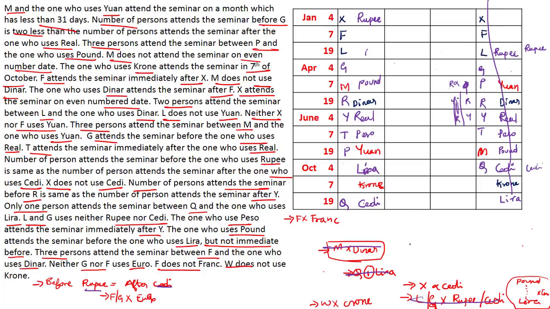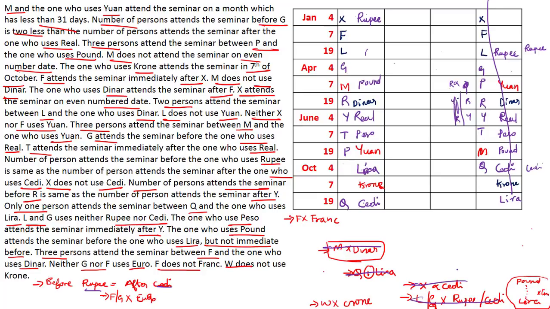X do not use cedi. So X do not use cedi, it is already known. So if cedi is placed here, rupee could be placed here. So cedi cannot be placed here because X do not use cedi. This is also done.